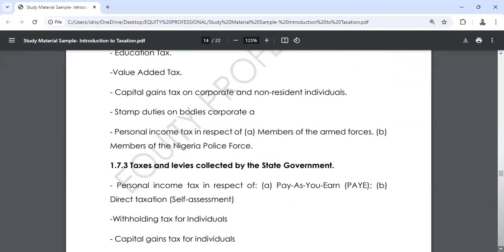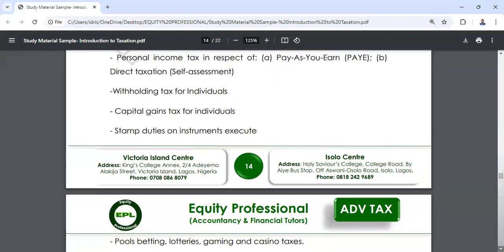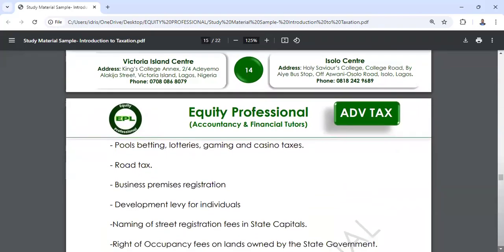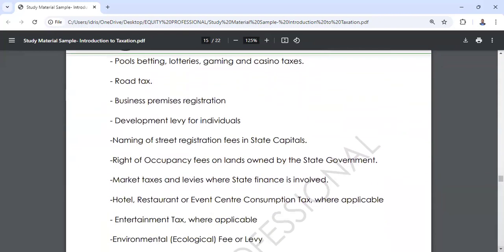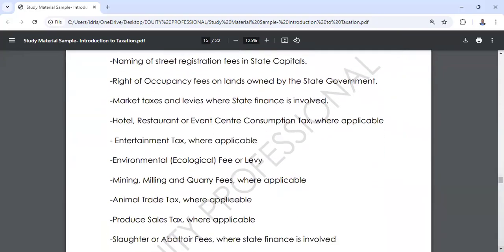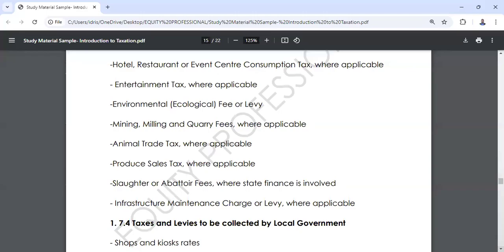What are the taxes collected by the state government? The state government collects personal income tax. They collect stamp duties on individuals, capital gains tax for individuals, and withholding tax for individuals. They collect business premises levy. The state government also collects development levy, market levy, consumption tax, and entertainment tax. So these are the taxes collected by the state governments.